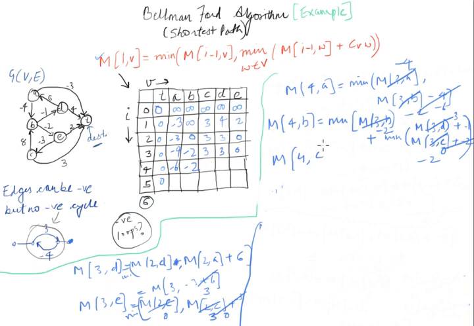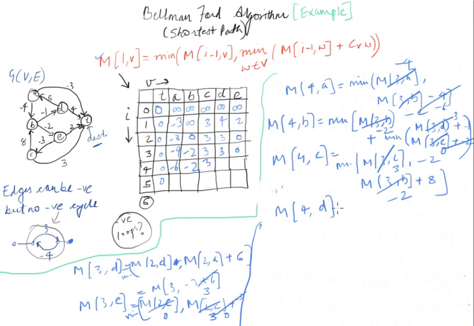Now M4 comma C is equal to the minimum of M3 comma C, or, since C is connected to B, M3 comma B plus the distance BC, which is 8. M3C is 3, and M3B is minus 2 plus 8, which is 6, and this is 3, so 3 is the minimum.